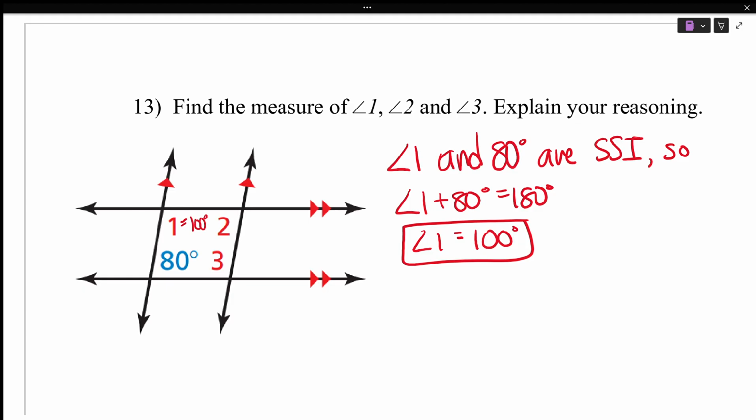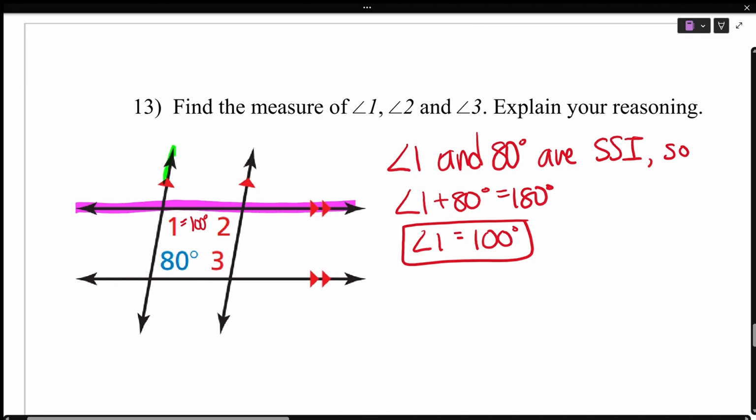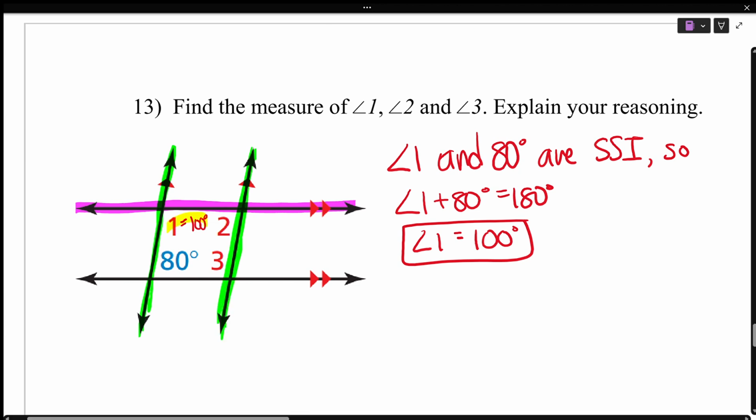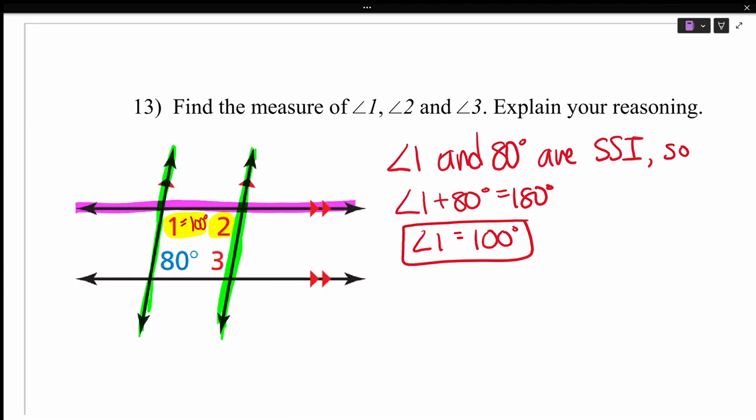Okay, now how do you find the rest of it? So let's keep going. Now let's say that this is our transversal, and these two lines are parallel. Now we're looking at the relationship between angle 1 and angle 2. See that? What kind of relationship do they have? I'll give you a second to think about it. Angle 1 and angle 2. What kind of angles are they? If you said SSI, that's correct.